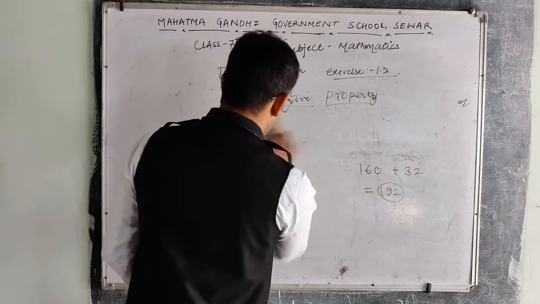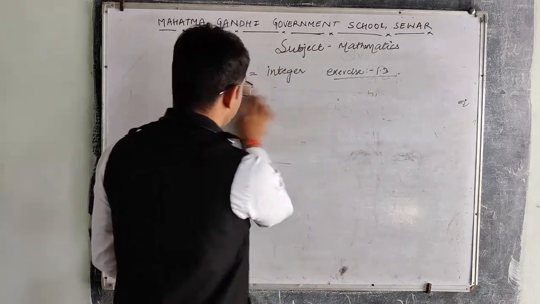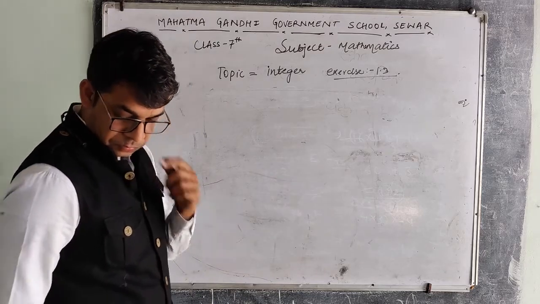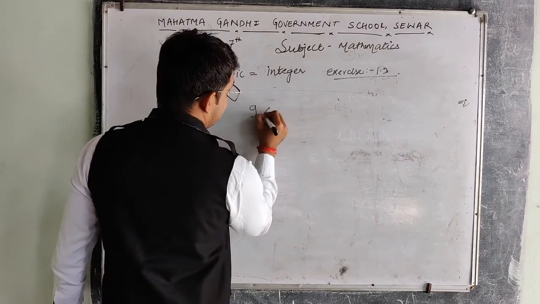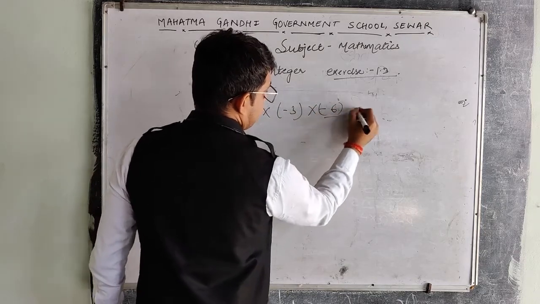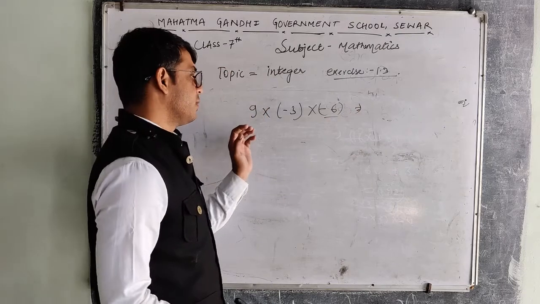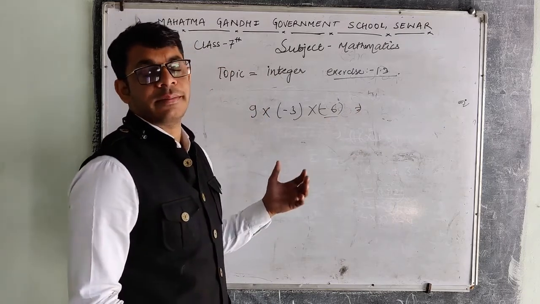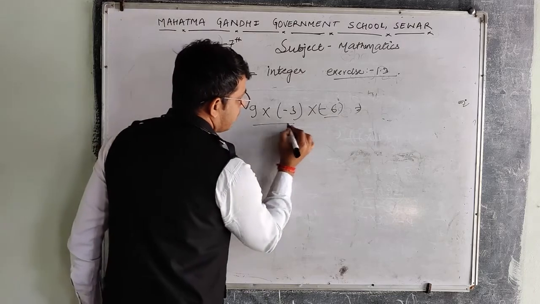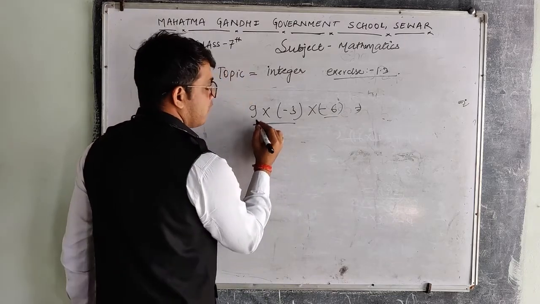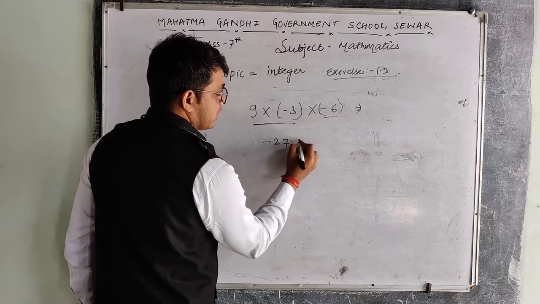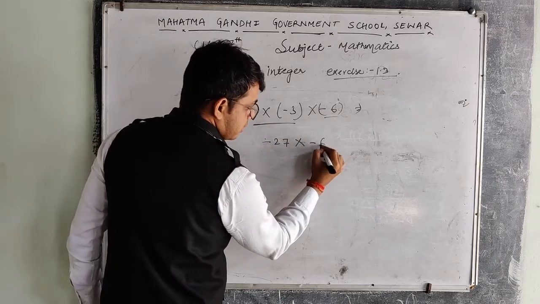Let's take a question from exercise 1.3. 9 into minus 3 into minus 6. How will we solve this? First we will make batches of two numbers. If we want to make a batch of these two numbers, what will we do? 9 into minus 3 is minus 27, into minus 6.